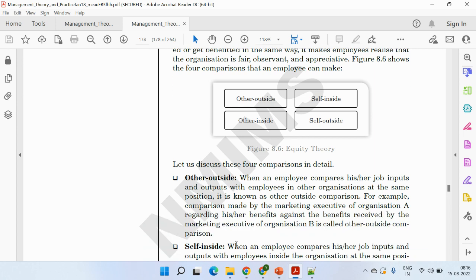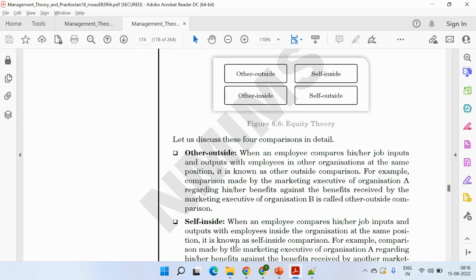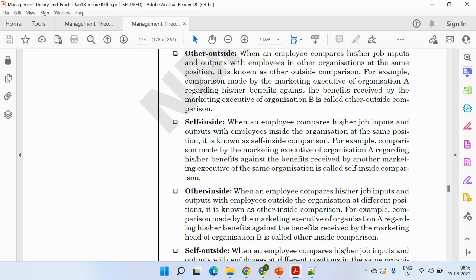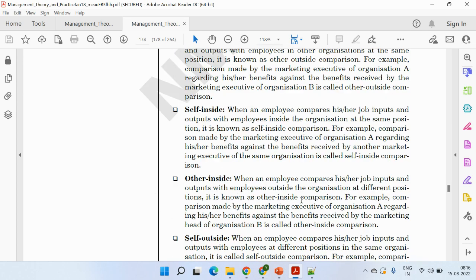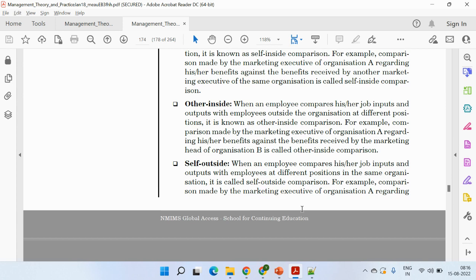So if we talk about other outside, it is basically when the person is comparing his situation with another person in some other company, right? Self inside is when he compares his job with the employees inside the organization. Other inside is when he is looking at other employees and compares his job inputs with employees outside the organization. And the last one is self outside, when he compares his job with employees at different positions in the same organization. So these are the four situations, just so you can understand the basic thing.